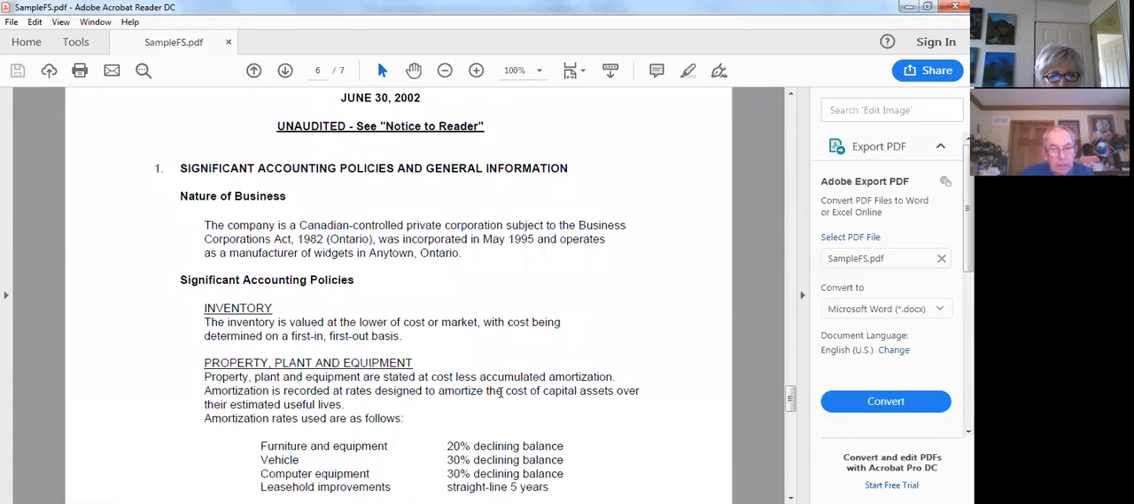Now, here's the ones that we will pay more attention to. Inventory. The inventory is valued at the lower of cost or market. That's a very conservative way of doing it. That means I value the parts that I've got in inventory at either the lowest of how much I paid for them or how much they're now worth. So that's very conservative. The cost is determined on a first in, first out basis.